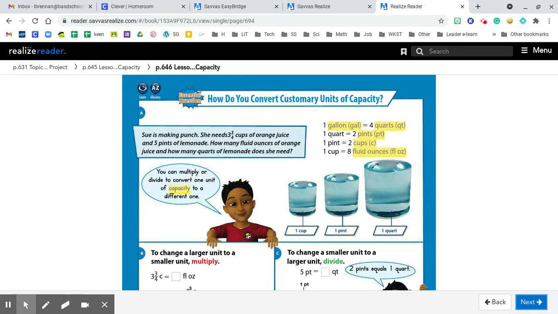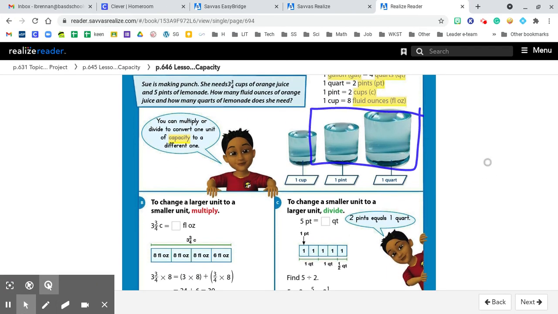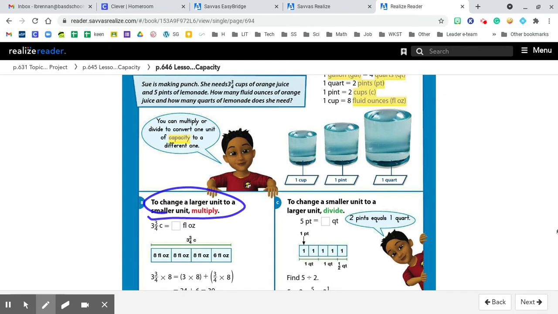And here's the data table on this page if you want to write this out on a note card, or if you like drawing that big gallon, whatever you want. This is your data table you're going to use to convert for our problems in this section. So to change from a larger unit to a smaller unit, remember we are multiplying. To change from a smaller unit to a larger unit, we are dividing. So we need to use that data table up there so we know what we need to multiply or divide by.